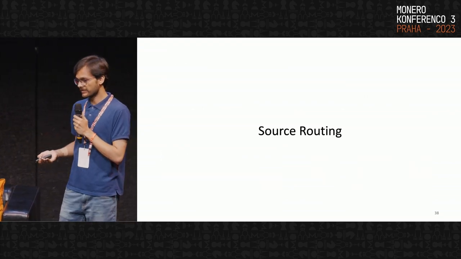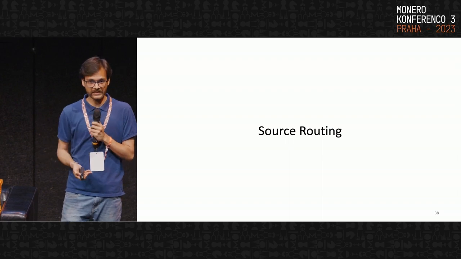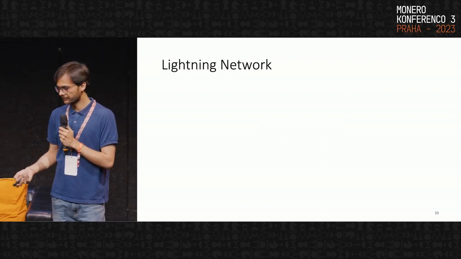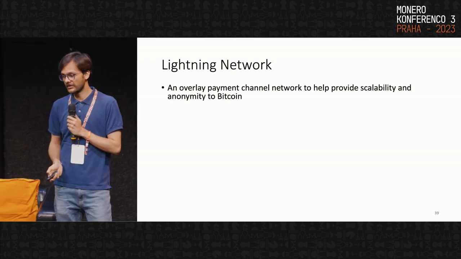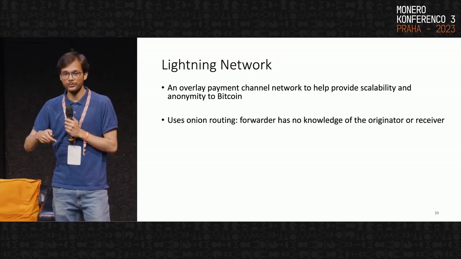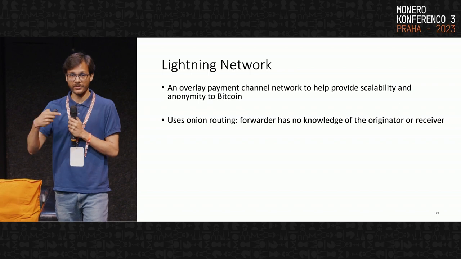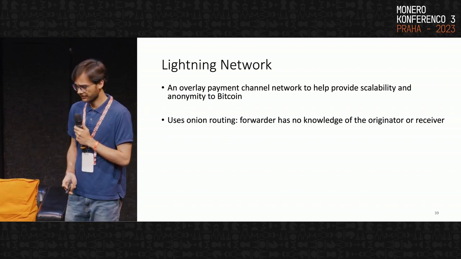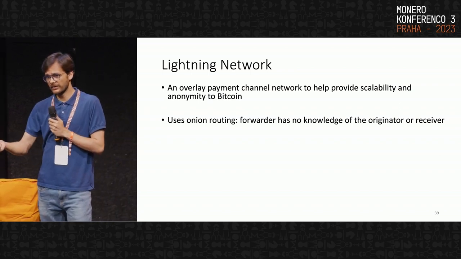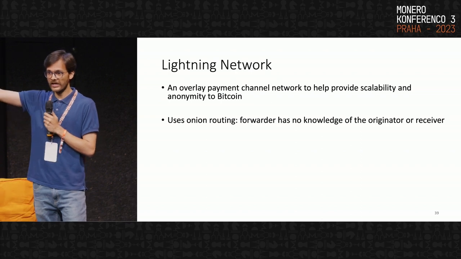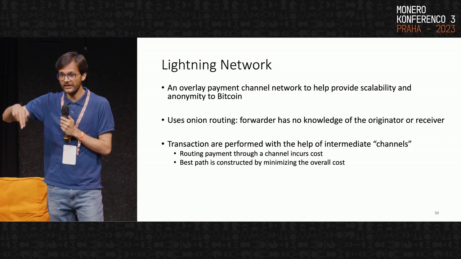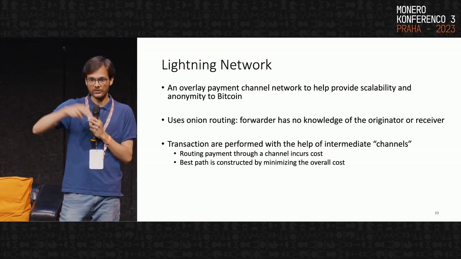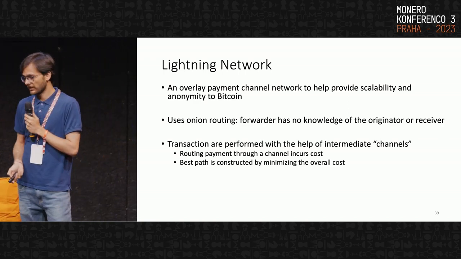And then we could look at a system for source routing. In this case, we have the Lightning Network. So what is the Lightning Network? It is basically a payment channel network, which was built to provide scalability as well as privacy to Bitcoin transactions. It uses onion routing, that is, the source decides what the actual path will be. And no intermediary node knows more than its previous hop and the next hop in the network.